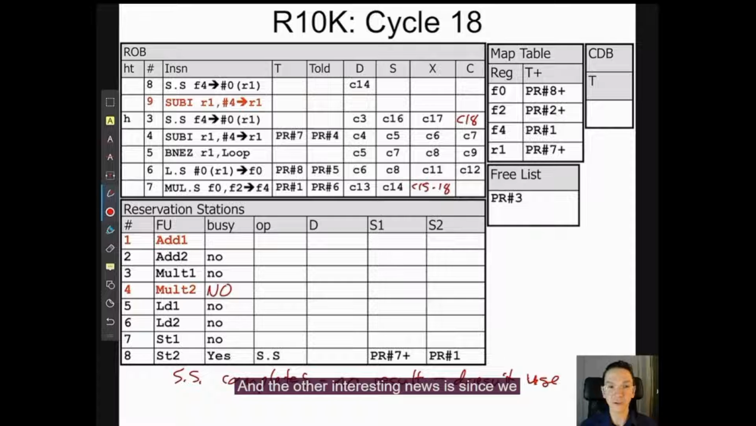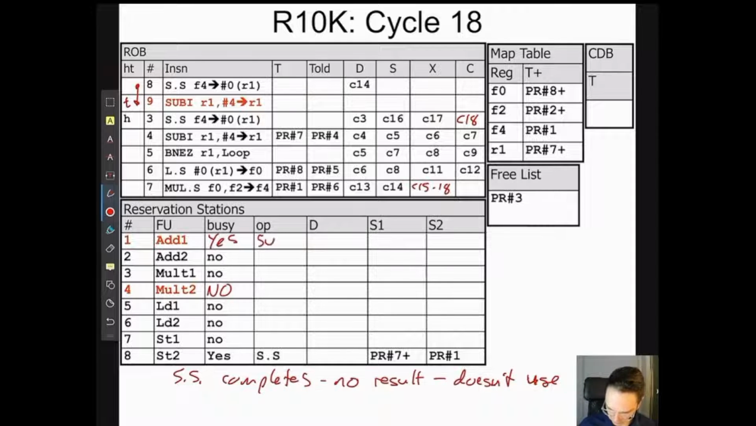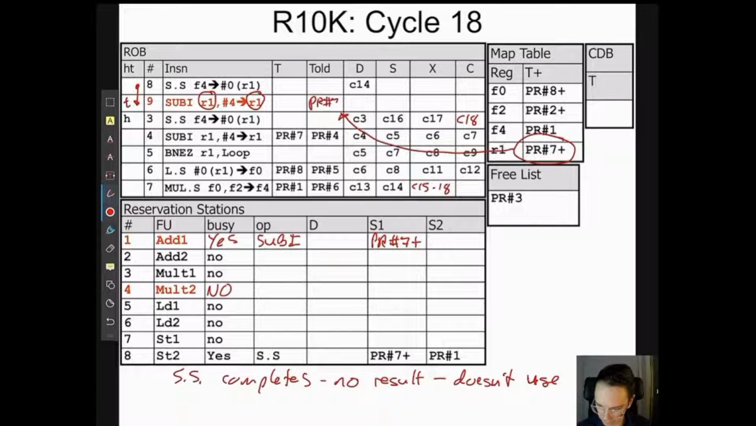And the other interesting news is, since we retired an instruction just last cycle, then the dispatch stage is free of any structural hazard. We can dispatch this subtract instruction that is at the front of the instruction fetch queue. We have a physical register to allocate, we have a reservation station entry to allocate, and 1 reorder buffer entry is available. So we are good to dispatch the subtract. So we allocate that reorder buffer entry and the reservation station entry. It reads register R1, so we copy that tag to the operand tag field. And of course it writes the same register name R1, so we need to allocate a register. We will update the map table, but first we copy the old register tag, and then the new.